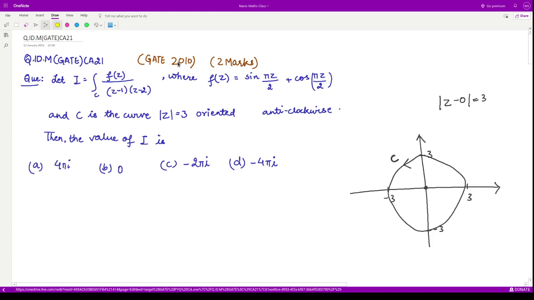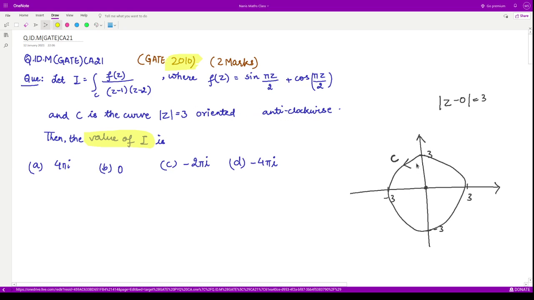This question is taken from the paper of 2010 and in this question they are asking what is the value of I given the integral over C, where C is the curve mod Z is equal to 3, which is oriented in anti-clockwise direction.